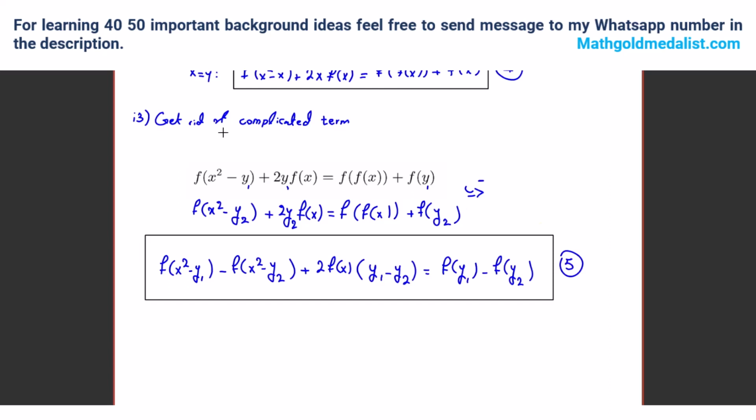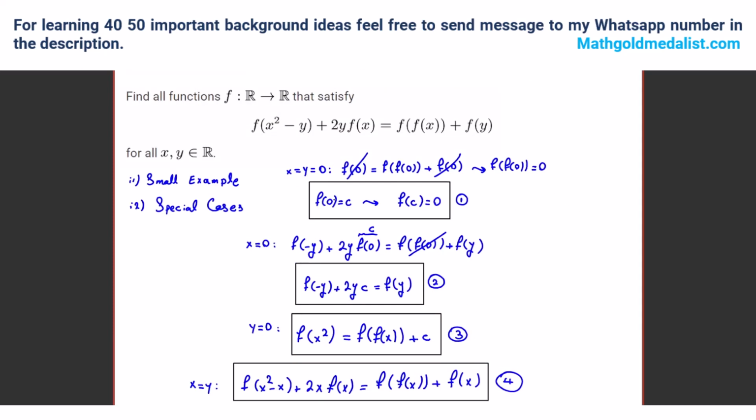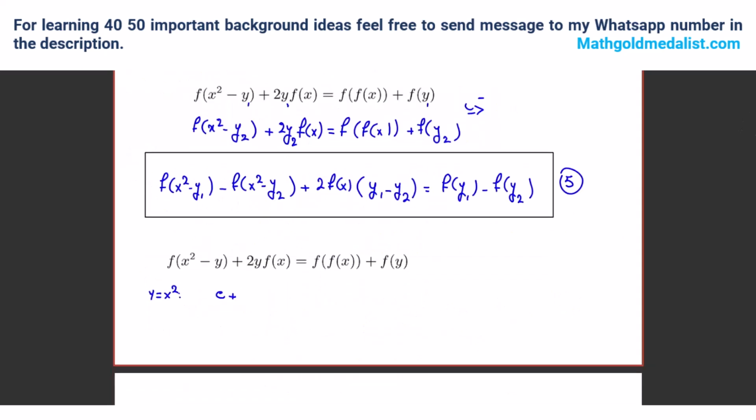Okay, now in the next step, I want to consider this one. I want to see, for example, how can we get rid of this part. So if this one is 0, then f of 0 we know is c. If I consider y is equal to x squared, then it will be f of 0. We call this one c. Now first box here, c plus 2x squared f of x is equal to f of x plus f of x squared. Okay?